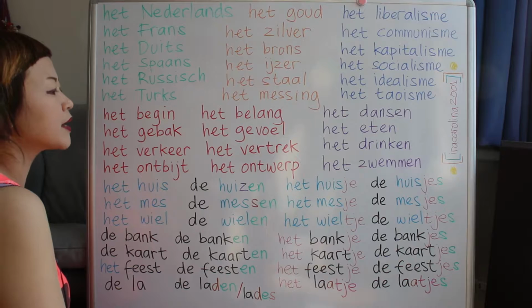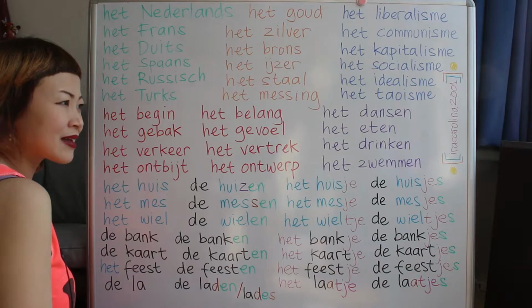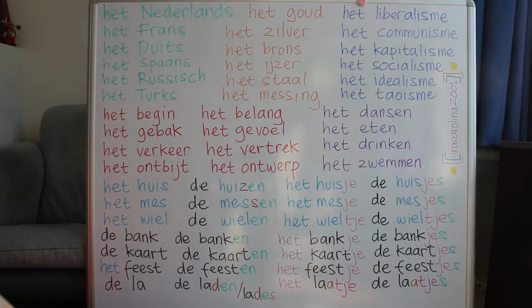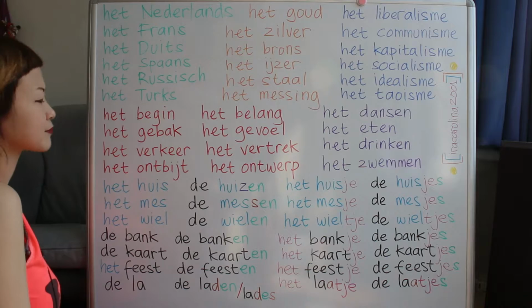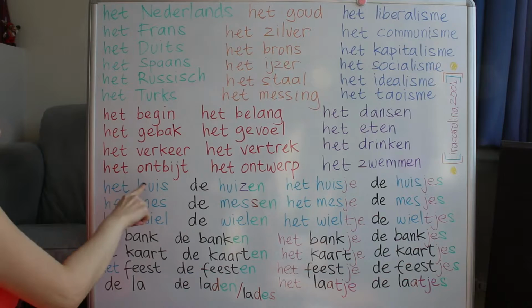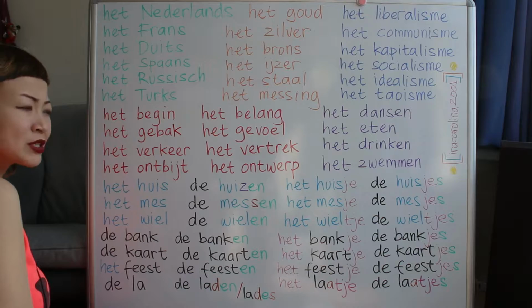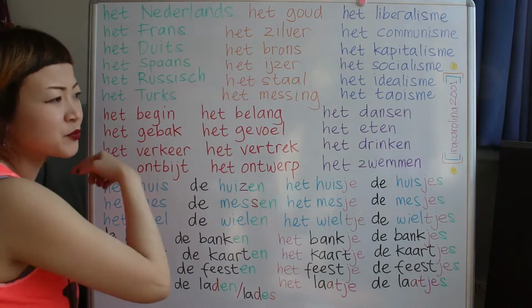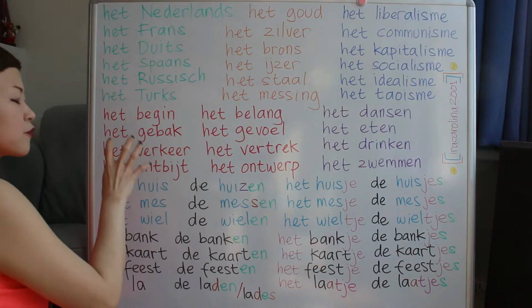And when they are one but small in size, always with het. Let's start from here. Het huis, the house. House always comes with het when singular. Het huis, the house. If more than one, plural, de huizen. To make the plural from the singular, we already learned about it in the previous video, so you can check it later if you want to know how it changes. De huizen.